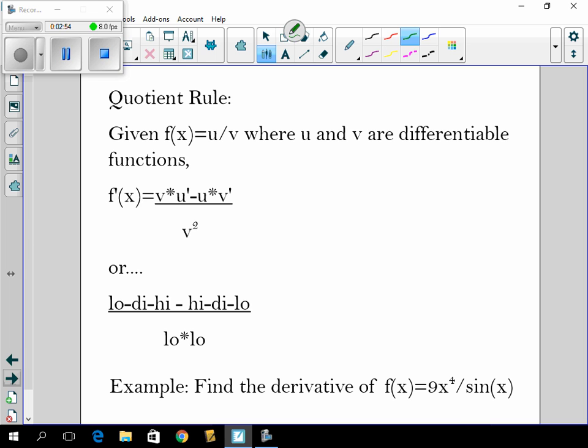Now we're going to look at the quotient rule. So the quotient rule is when I have two functions that are being divided by each other. And so my rule is v times u prime minus u times v prime, all over v squared.